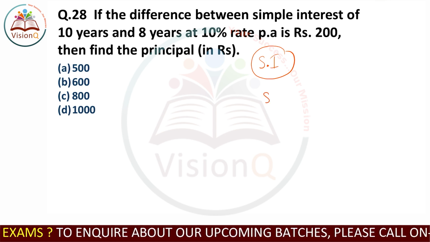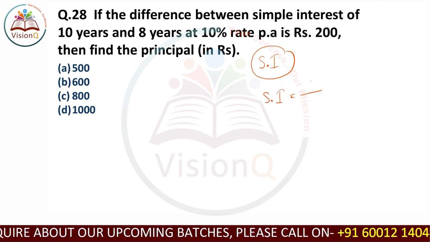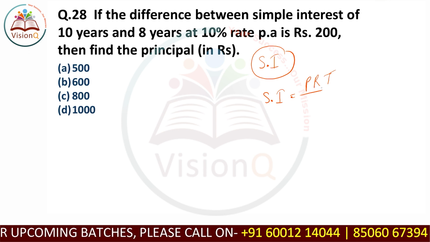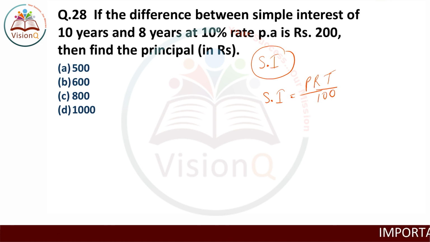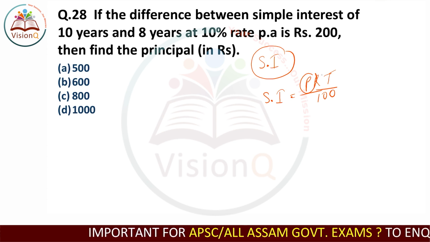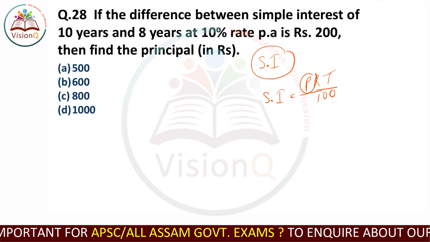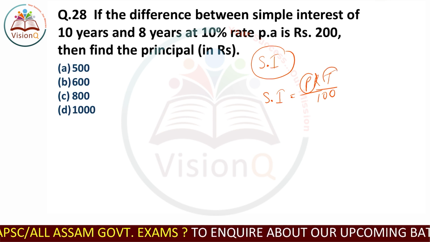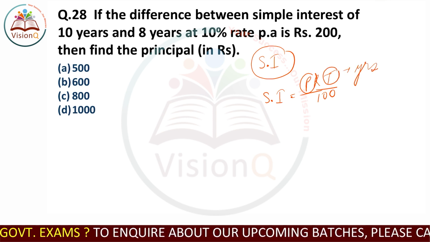Now the formula for simple interest is PRT by 100, or P into R into T by 100, where P is the principal, that is the amount of money lent or borrowed from someone. R is the rate of interest per annum. T is the time in years.